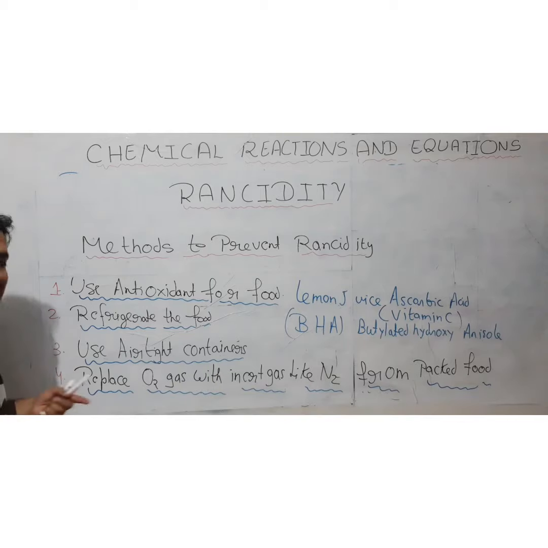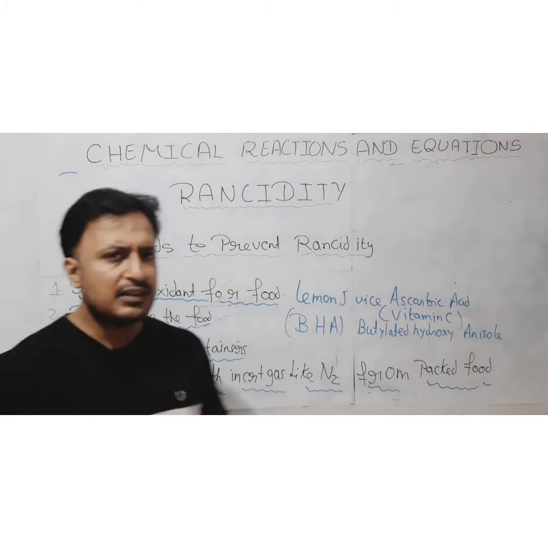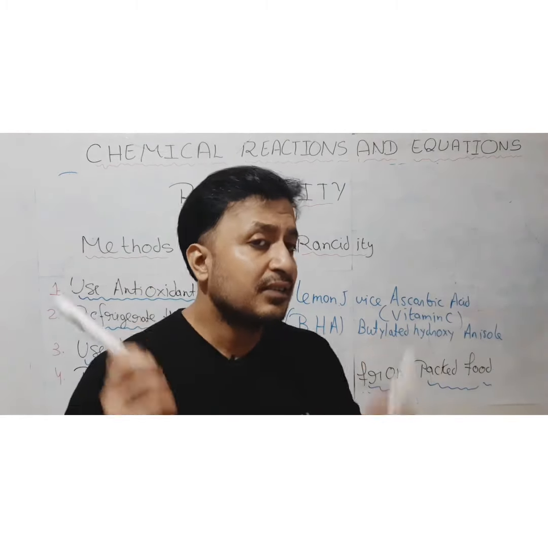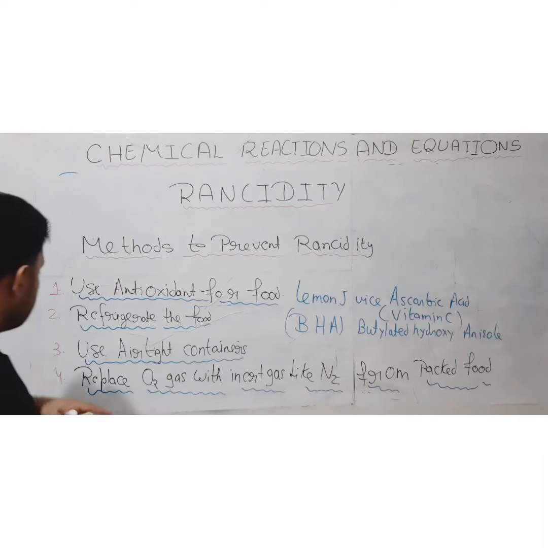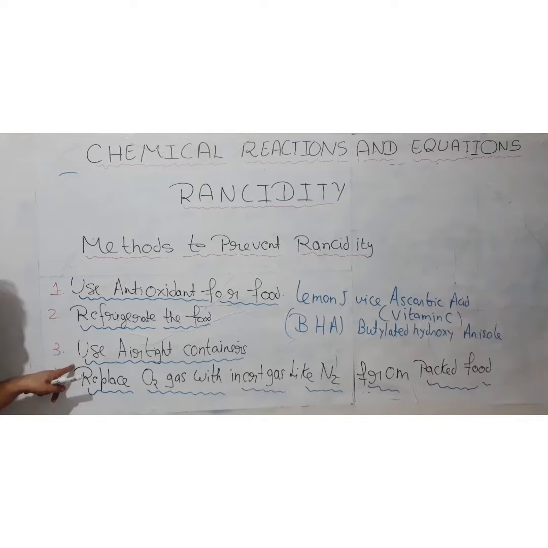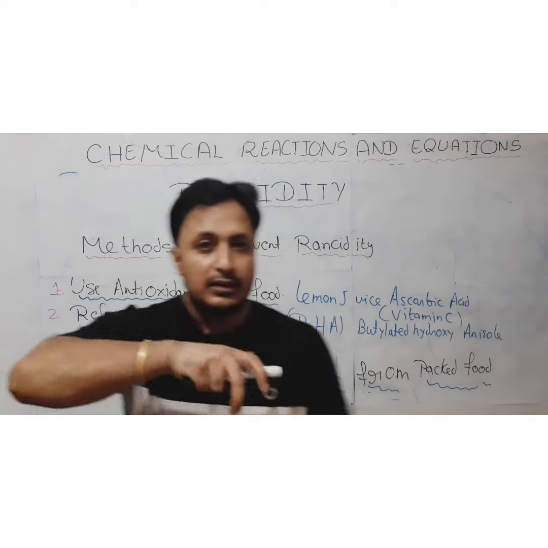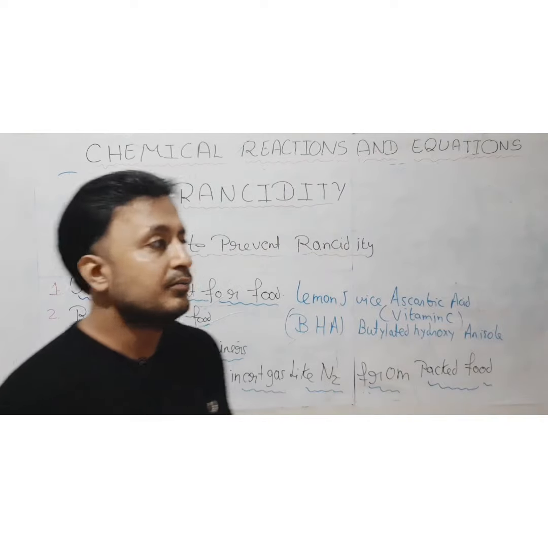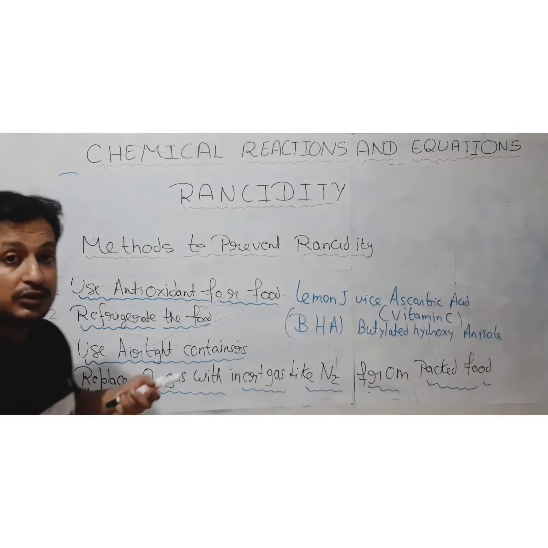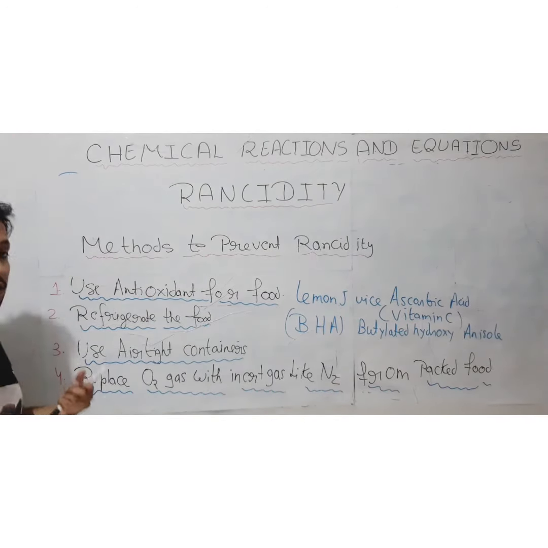Then another method is to refrigerate the food. If you refrigerate the food, it will certainly prevent or slow down the oxidation of the food. Then use an airtight container. Airtight means that air is not getting inside when we are keeping the food items there. So it will slow down or prevent the oxidation for a longer period.